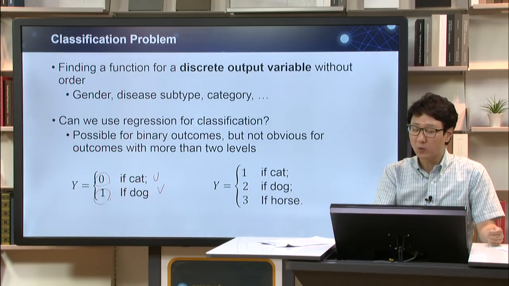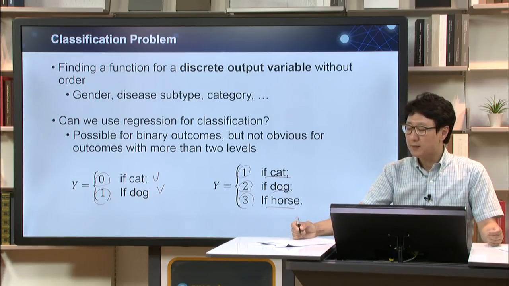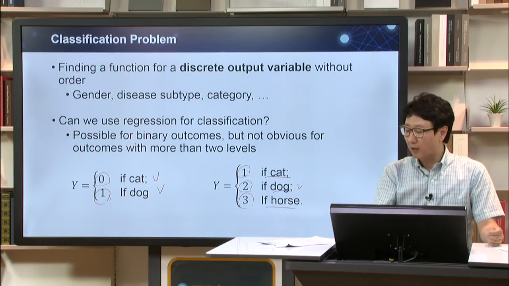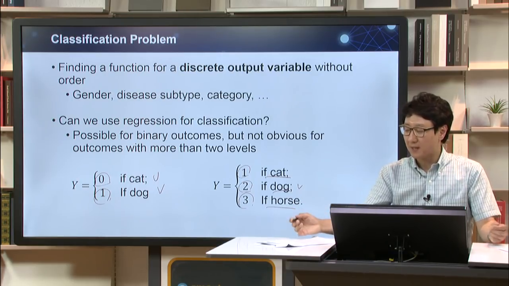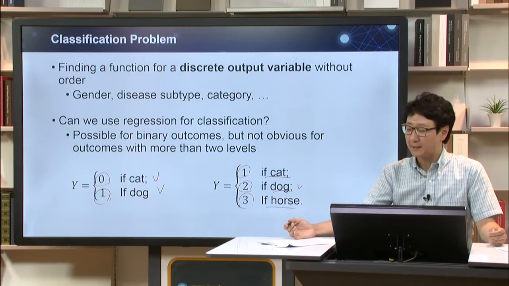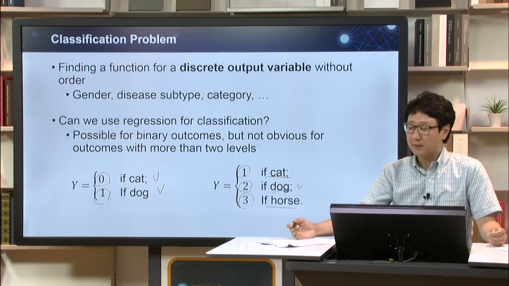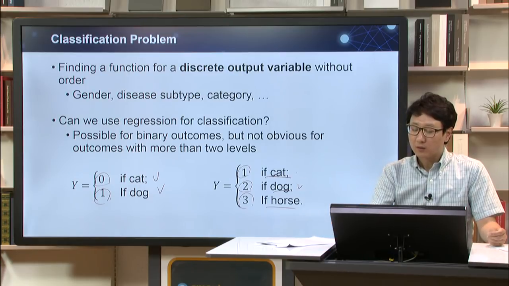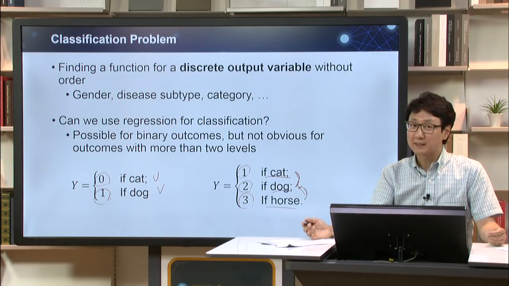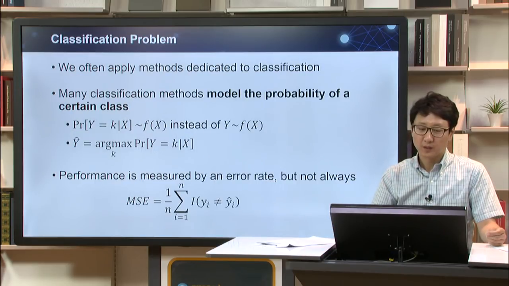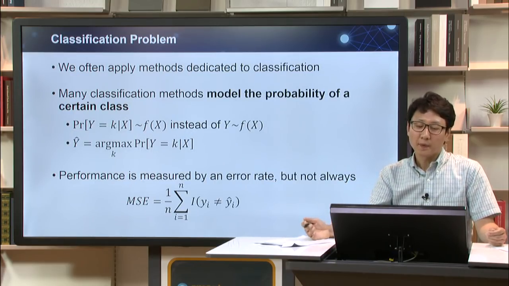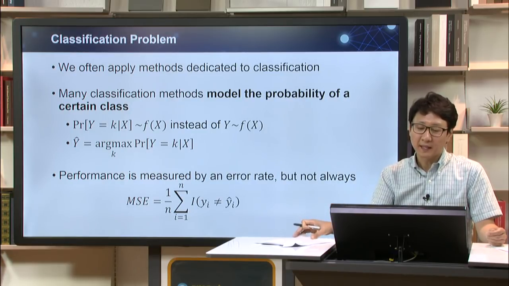For example, if we encode 1 for cat, 2 for dog, and 3 for horse, it means that a dog is larger than a cat and a horse is also larger than a dog, in whatever sense. This doesn't make sense. This encoding also means that the difference between dog and cat is equal to the difference between dog and horse. That doesn't make sense either. So we would like to apply a method dedicated to classification problems.